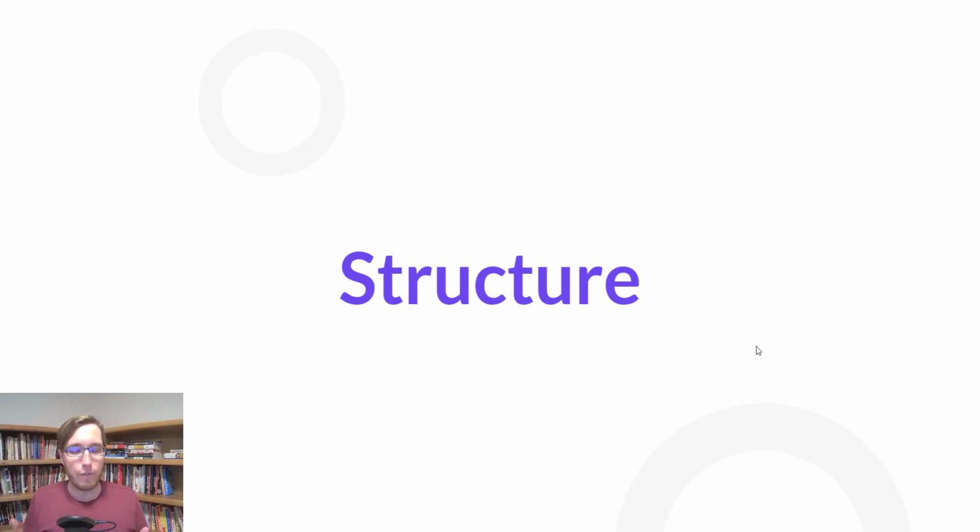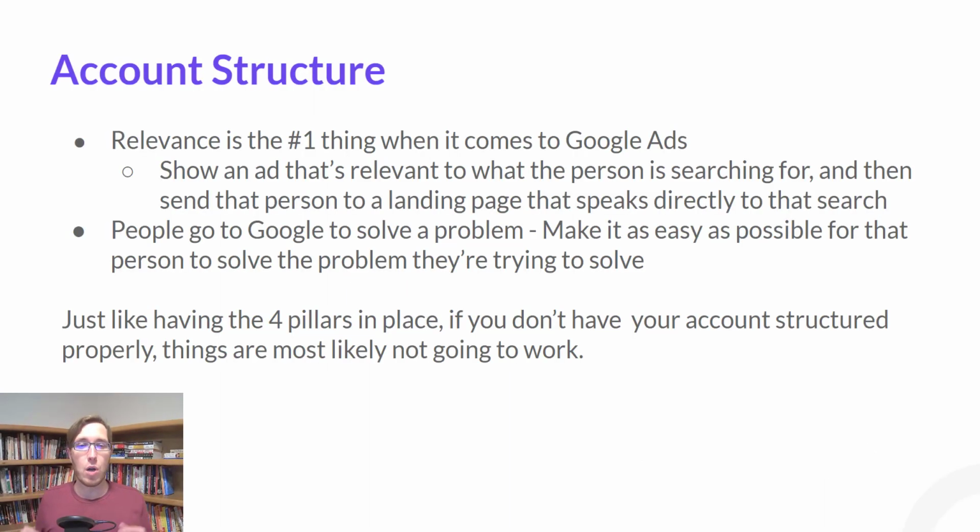And this is the first part, the most foundational part that we need to have set up and that we need to understand if we're going to have any success with Google Ads whatsoever, and that is the account structure. So really the biggest thing is relevance is the number one thing when it comes to Google Ads. The whole process works by showing an ad that is relevant to what somebody's looking for, and then sending that person to a landing page that speaks directly to what that person was searching for.